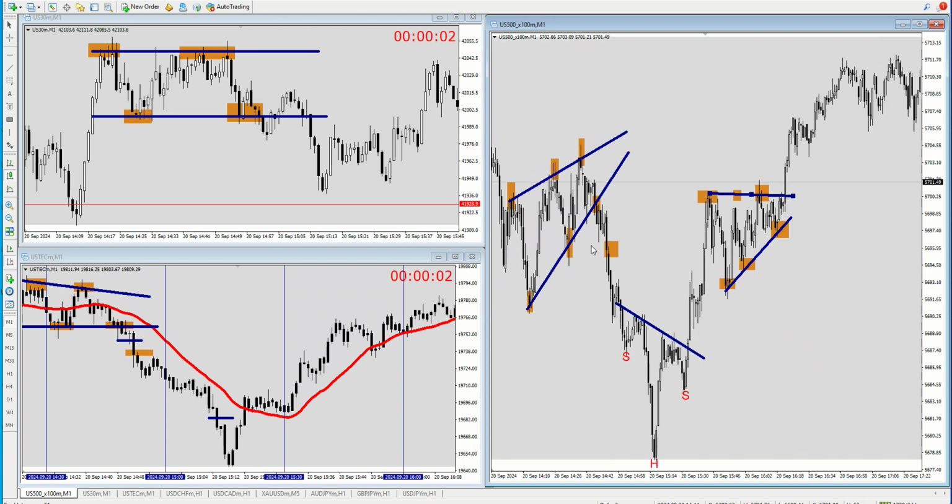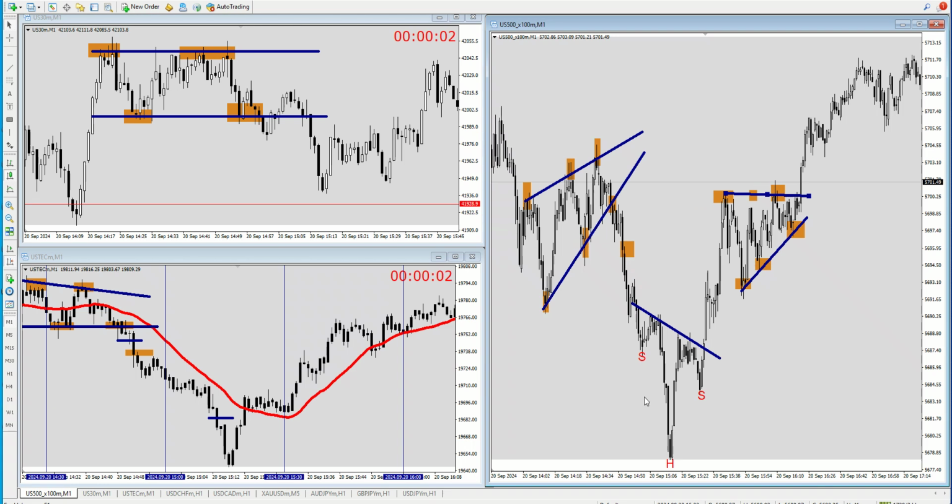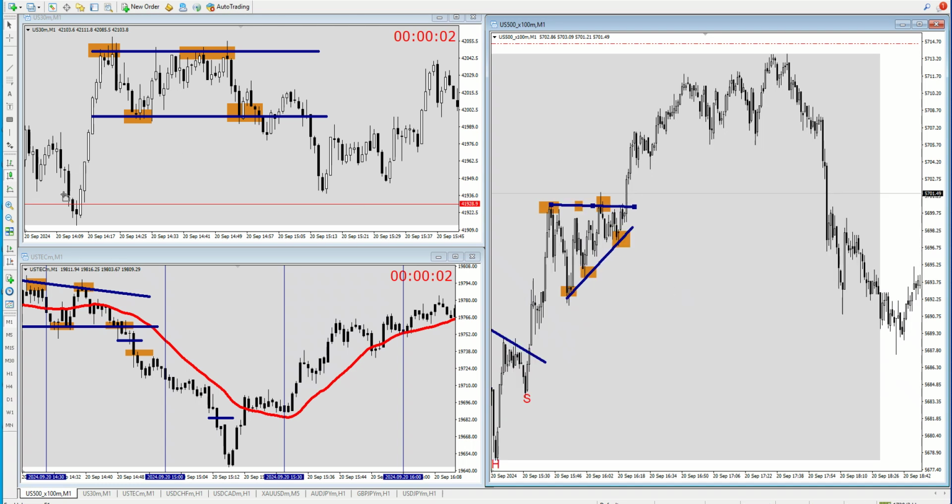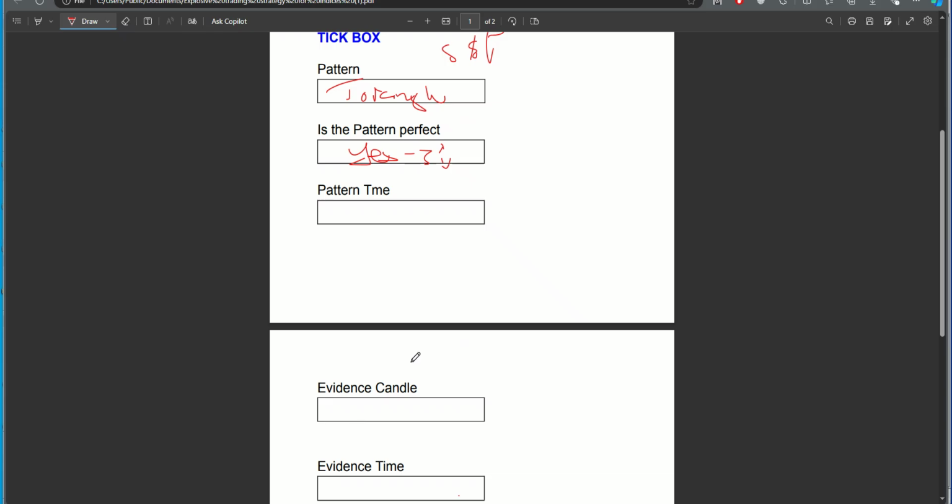I don't like this one because we just got a wedge to the downside, and an hour hasn't elapsed already, but we are having a reversal. So look at this evidence. This candle is bigger than all the candles in the last leg. I want to see if this qualifies to be a good trade. Pattern time, it took 40 minutes, but it's already in line.